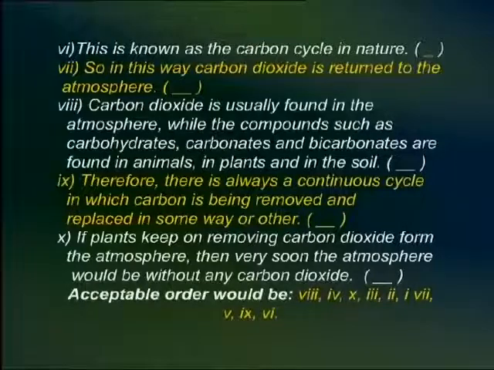Therefore, sentence number 9, therefore, there is always a continuous cycle in which carbon is being removed and replaced in some way or other. And the last sentence, number 10, if plants keep on removing carbon dioxide from the air, from the atmosphere, then very soon the atmosphere may be without any carbon dioxide.